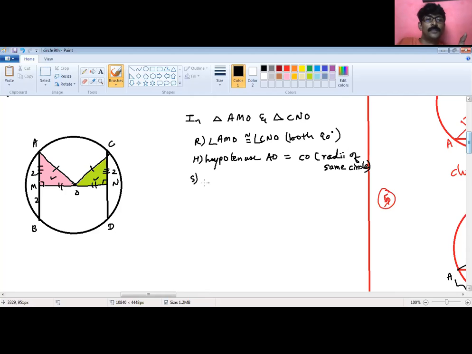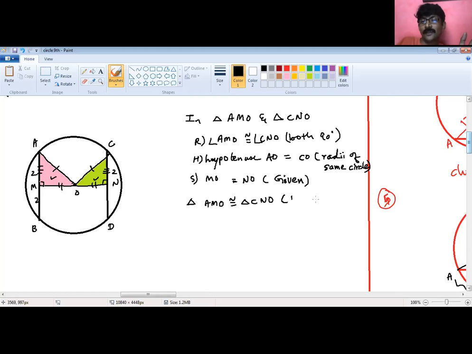And now we can write it down over here. What is the side over here? The remaining side: we finished this right angle, we finished this hypotenuse, and now what is this? MO is equal to NO. Why is MO equal to NO? Because it is given in the given part. So if it is given, then what will we say? Triangle AMO is congruent to triangle CNO. Please understand that. Why are these two triangles congruent? Obviously by RHS test.